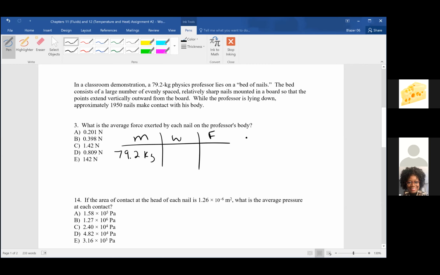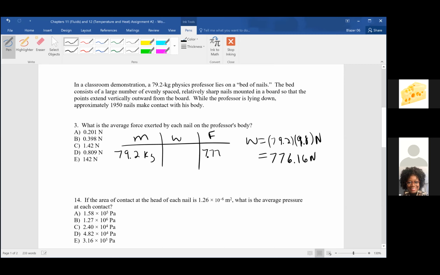So we have his weight then is 79.2 times 9.8, and this will be newtons because we're going to have kilogram meter per second squared. That's going to give us a newton. So you don't have to write that down every time because you know the unit is newtons. So we get 79.2 times 9.8. So we get 776.16 newtons.